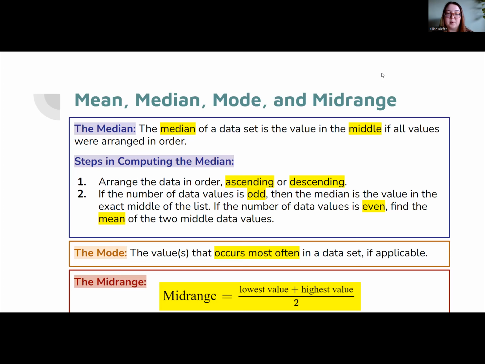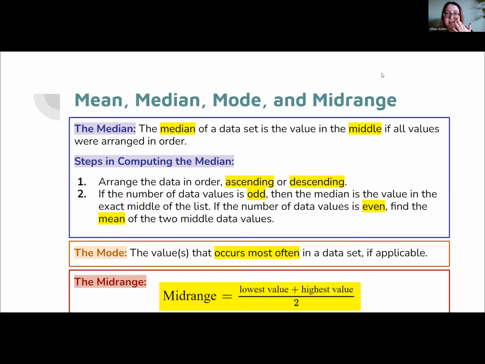So our steps are, number 1, arrange the data in order. If the number of data values is odd, then the median is the value that is exactly in the middle of the list. If the number of data values is even, we have to find the mean of the 2 data values in the middle. In that case, the mean would just be adding those 2 numbers together and dividing by 2. So that's how we'll find the median if the number of values is even.